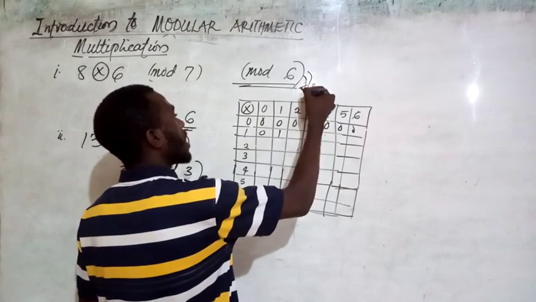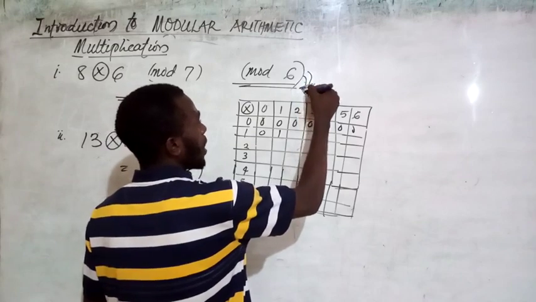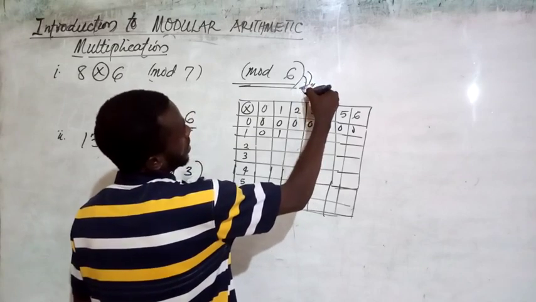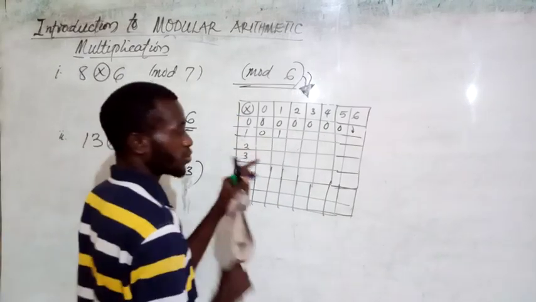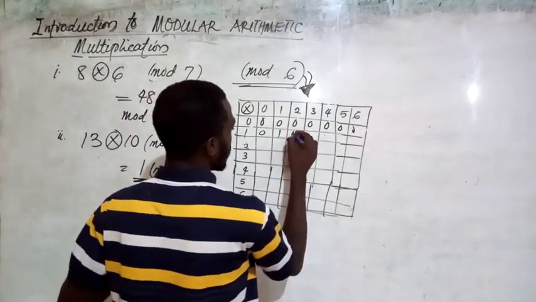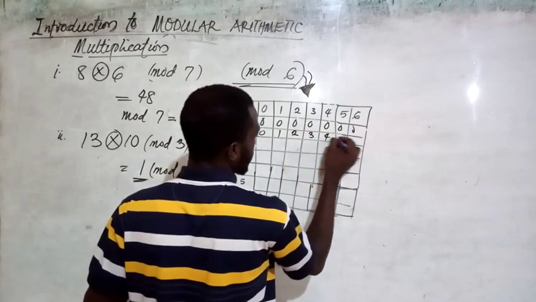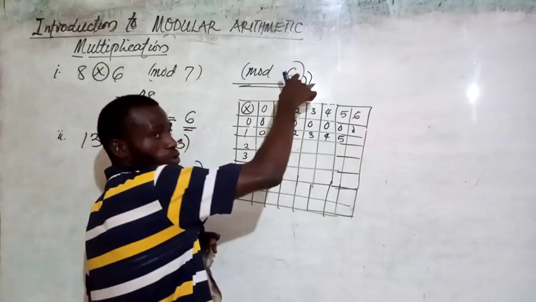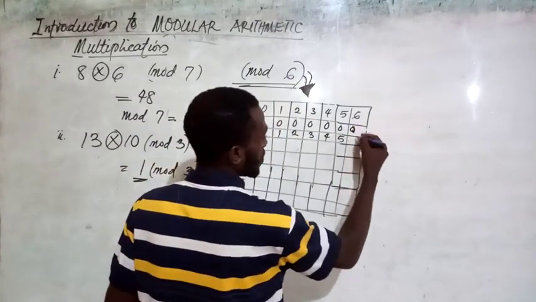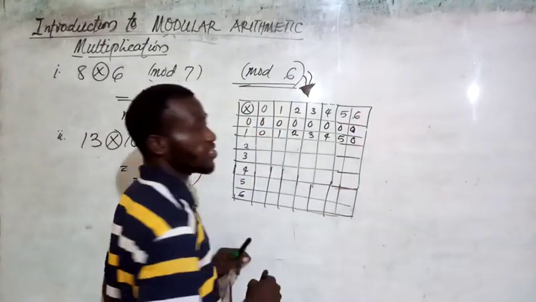Now, 1 times 1, because the answer we got is not greater than 6, we write it there. It's not 6 or greater than 6. 1 times 2 is 2. 1 times 3 is 3. 1 times 4 is 4. 1 times 5 is 5. 1 times 6 is as big as the modulus. 6 is the modulus. So because of that, we wrap up at that and give it 0.